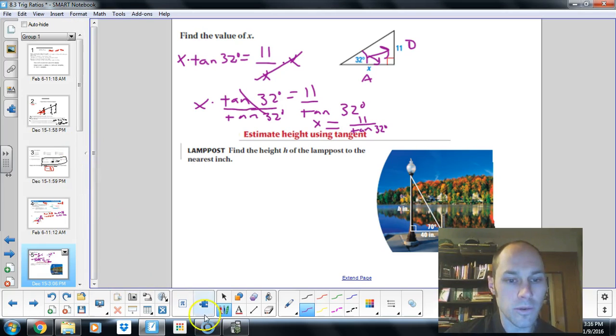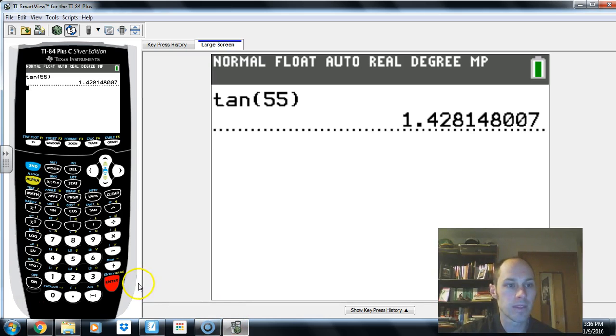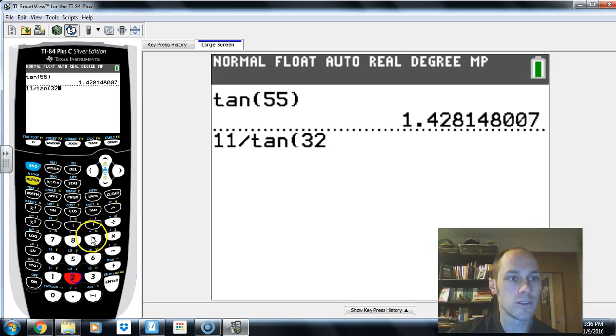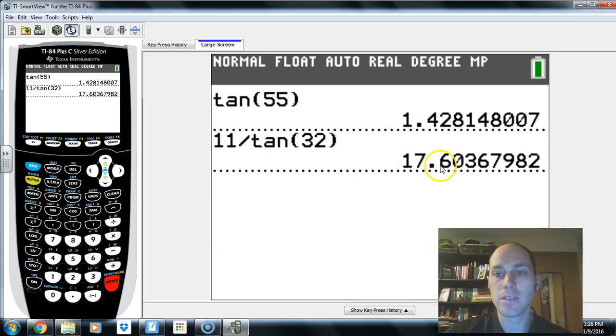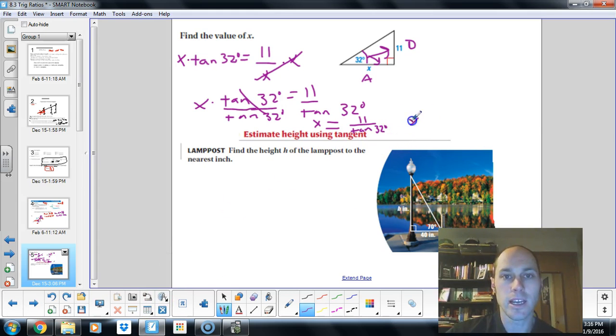So here's where you will want to consult your calculator. So 11 divided by the tangent of 32 degrees is about 17.6 to the nearest tenth. So we'd say x is approximately 17.6.